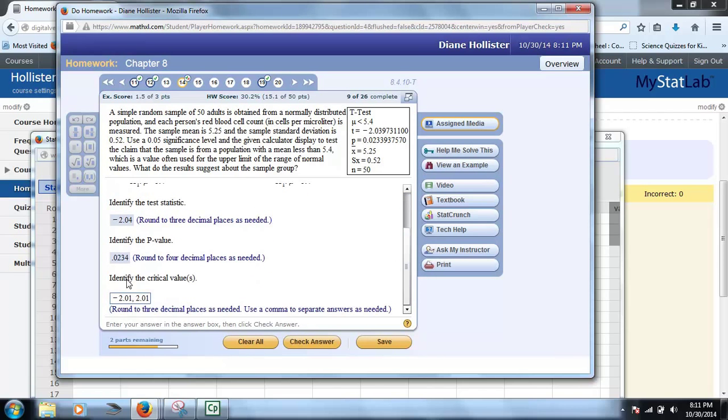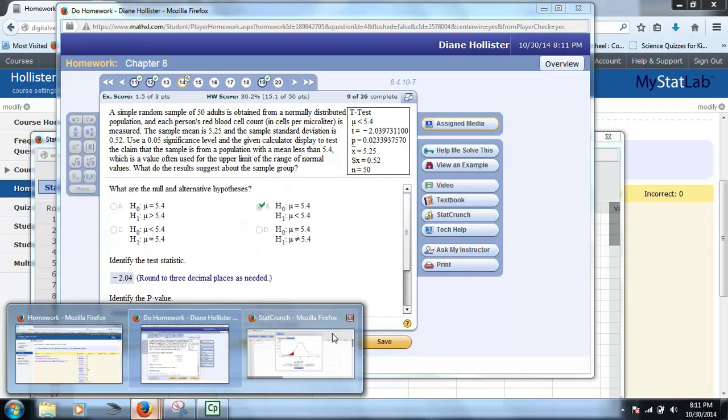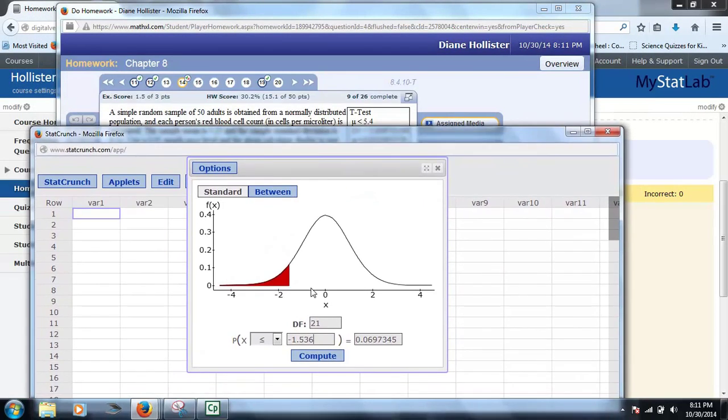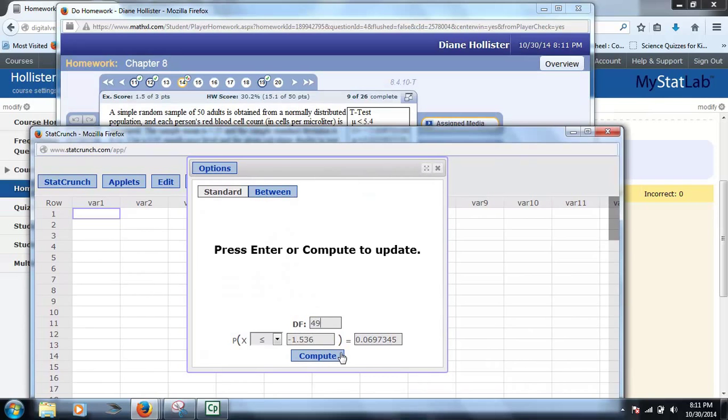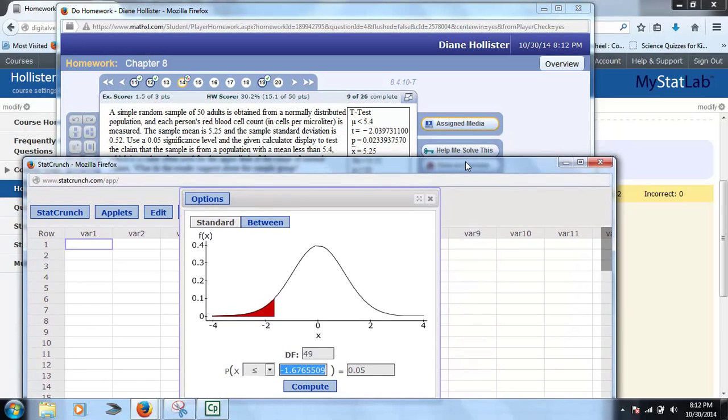When it asks us to determine critical values, we would again go back to the t calculator. This particular problem is 0.05 level of significance, but it's a one-tailed test because we're only checking if the mean is less than 5.4. So I'm going to come back to the t calculator, use a degrees of freedom of 49, and set this so that I'm looking at the bottom of a distribution for the bottom 5%. So any t-value less than negative 1.67655 is what we will be testing.